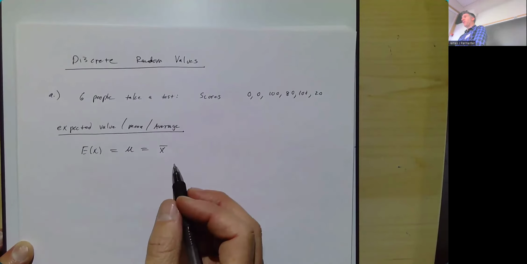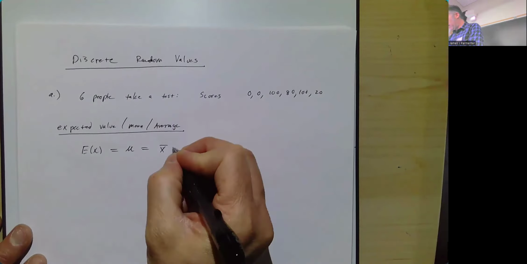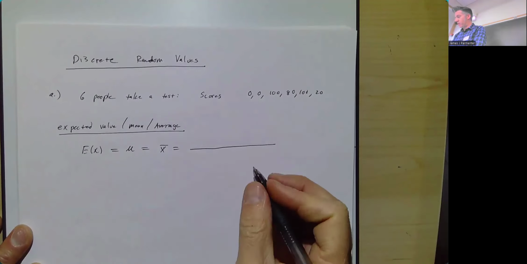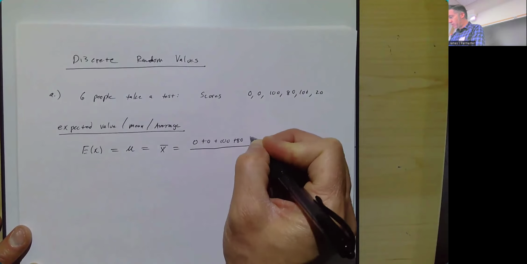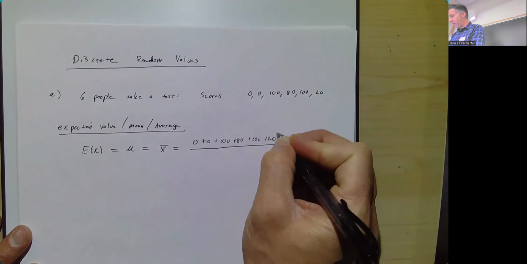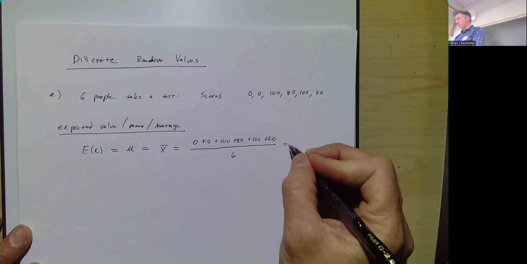To find the expected value, I think we all know how to find an average. You add up all the things, you divide by the number of things, which is nice. It's something we're already kind of familiar with. So we're getting 0 plus 0 plus 100 plus 80 plus 100 plus 20, divided by 1, 2, 3, 4, 5, 6. That's going to be 300 divided by 6, which is 50.